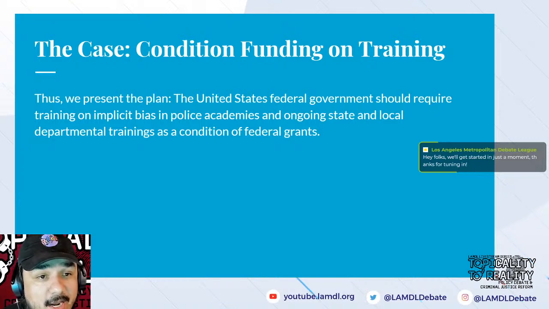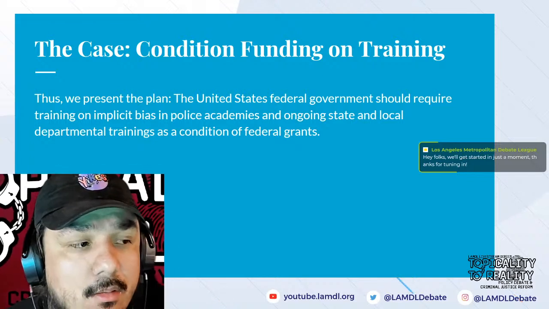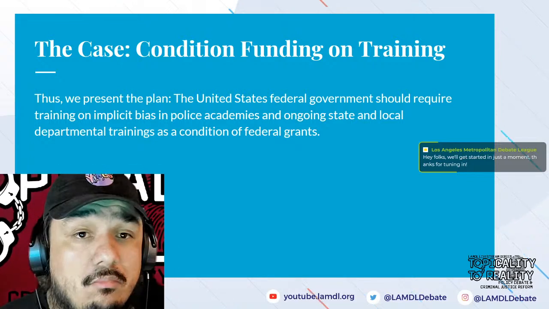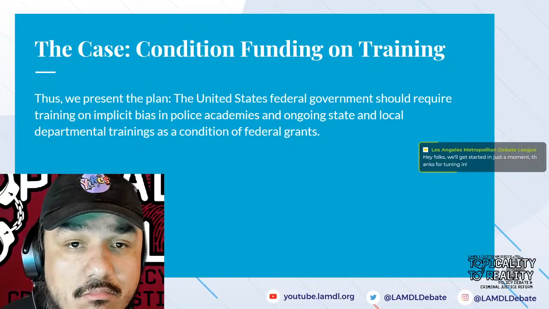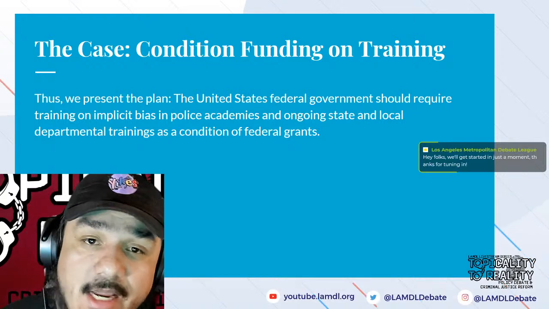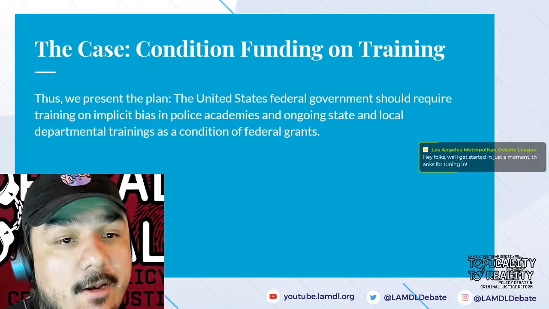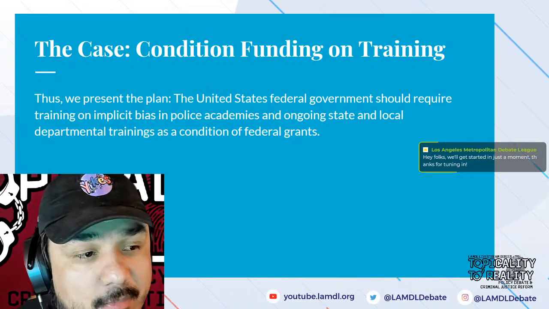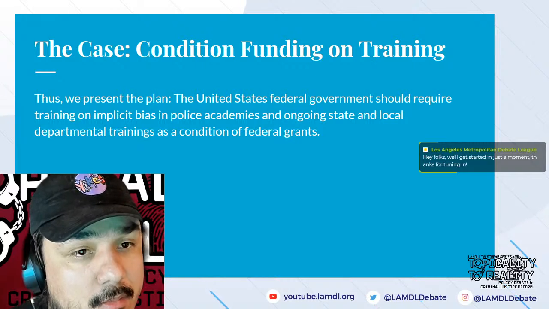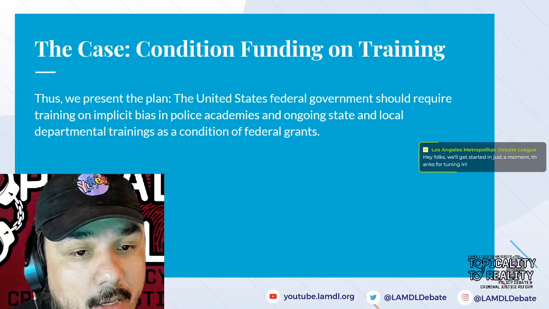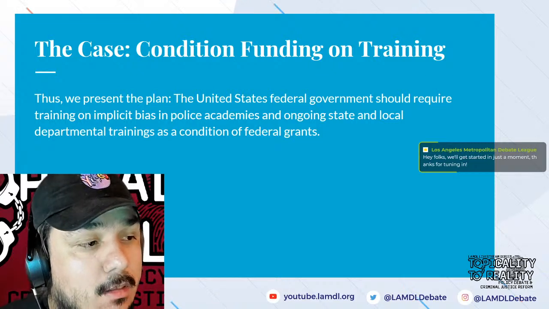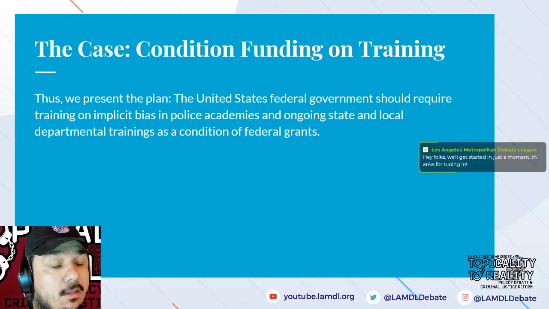Some questions that we might want to ask are, how much are these grants? Which types of grants, right? And is it only grants that the federal government gives to police academies and police trainings, right? Because as you'll see in the evidence on the negative side, money isn't the only thing that the federal government hands down to states and locals, right? What percentage of what the federal government gives is actually tied to money, right?